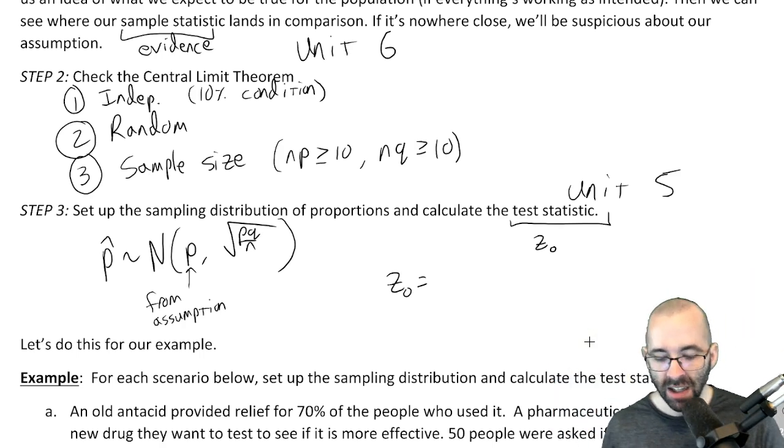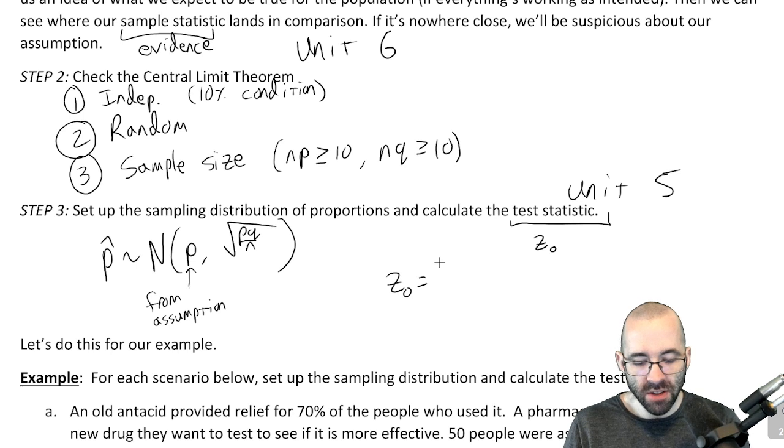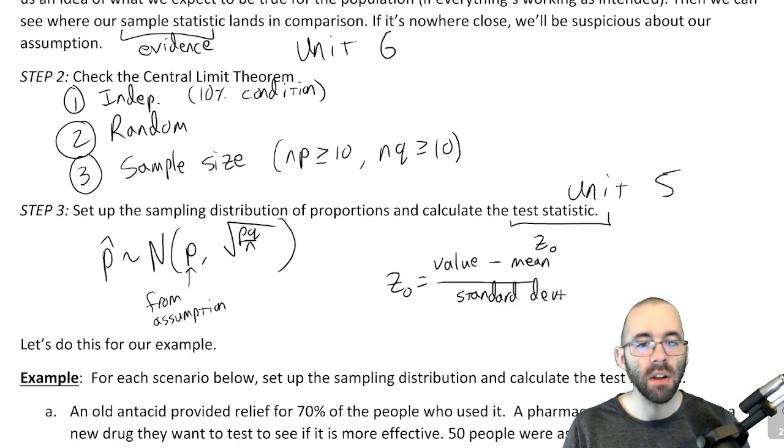Okay. So how do we find a z-score? Z-score is just our value minus the mean over the standard deviation. That's how we found z-scores in Unit 5.